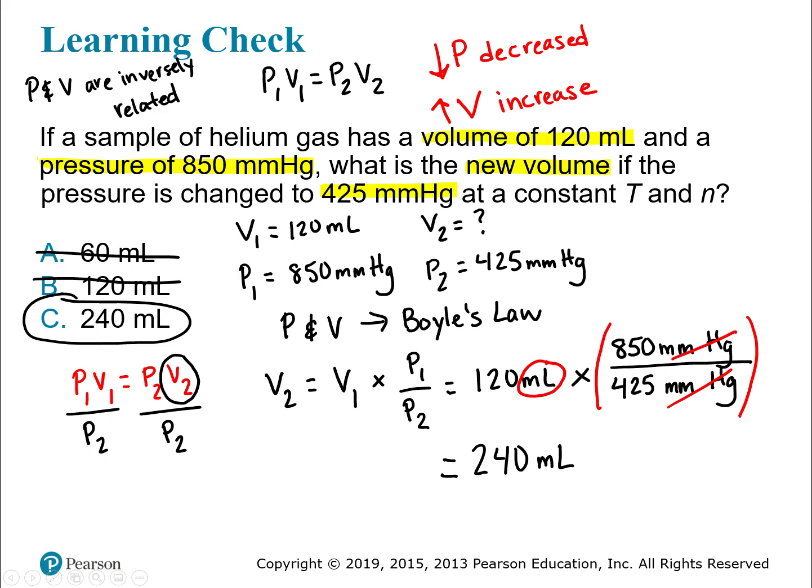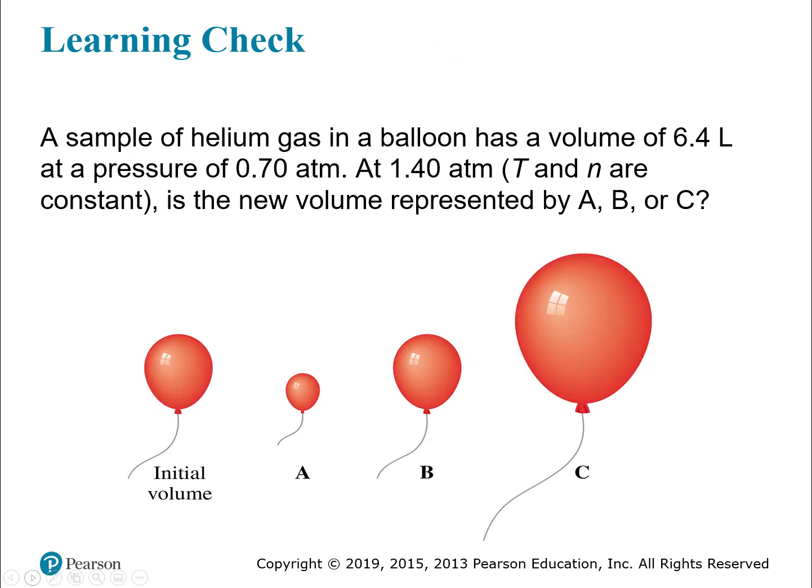So that's Boyle's law. We've got another Boyle's law question. This one is a concept question, though. A sample of helium gas in a balloon has a volume of 6.4 liters at a pressure of 0.70 atmospheres. I'm going to start highlighting this stuff. At 1.4 atmospheres, is the new volume represented by A, B, or C?